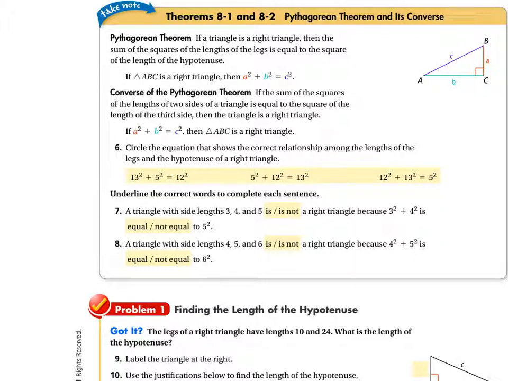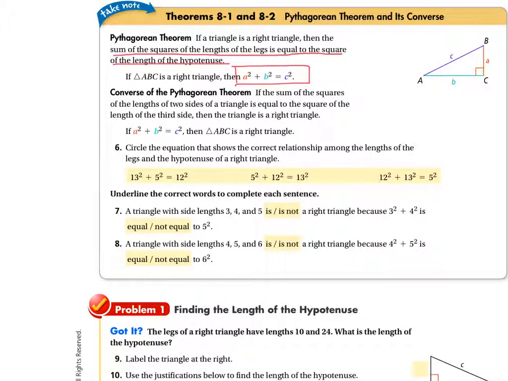We've got 2 theorems. The Pythagorean Theorem says that if a triangle is a right triangle, then the sum of the squares of the lengths of the legs is equal to the square of the length of the hypotenuse, which is this right here. The converse of the theorem says that if the sum of the squares of the lengths of the 2 sides of a triangle is equal to the square of the length of the third side, then the triangle is a right triangle. So you can prove something's a right triangle if you can show that the 2 smaller sides, squared and added, equal the length of the third side squared. That's how you prove something's a right triangle without knowing that it has a right angle.